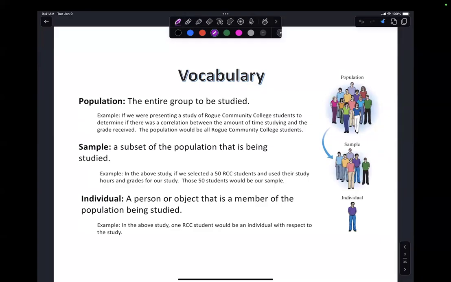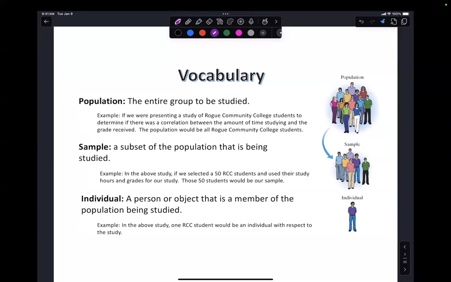So if I was doing a study about RCC students and determining whether there was a correlation between how much they studied and what grade they got, then RCC students would be my population. Even though I'm not going to talk to all the students, that's who I'm studying. The sample would be the actual people that I talk to. So it is a subset of that population.